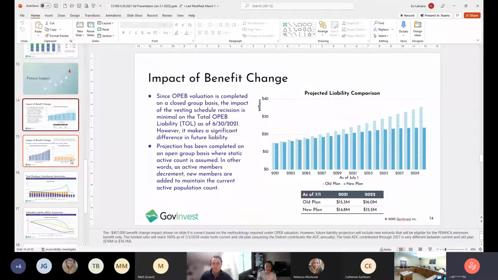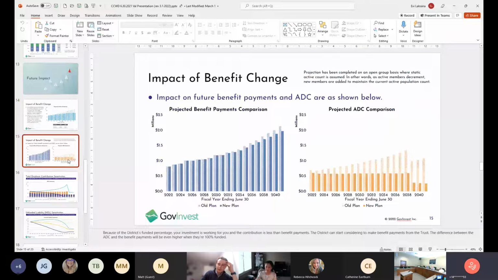We didn't quite run it that way when we did our analysis, but that is certainly one analysis that we can run. But right now, the way we see it, if you go to slide 15, once you reach 100% funded, I would say that you are in a safe place to start using the trust to pay for your retiree healthcare expenses.